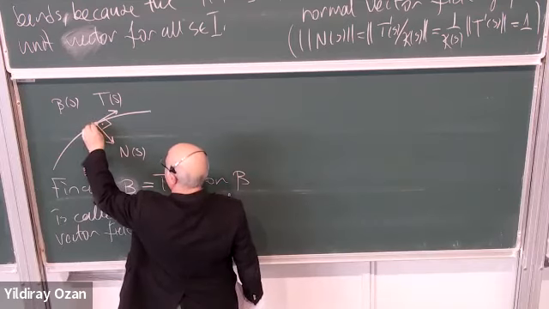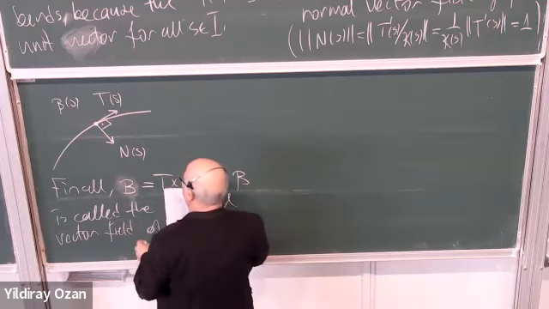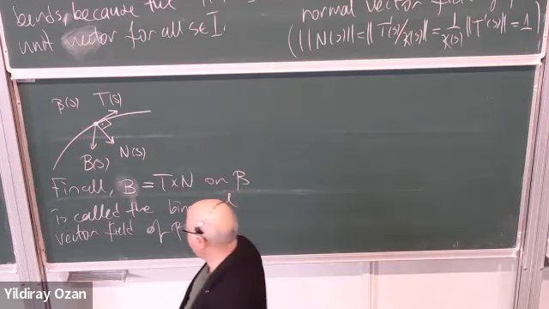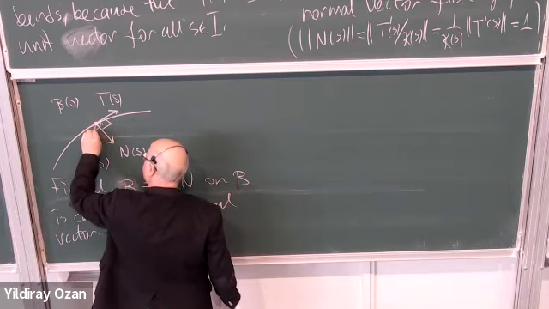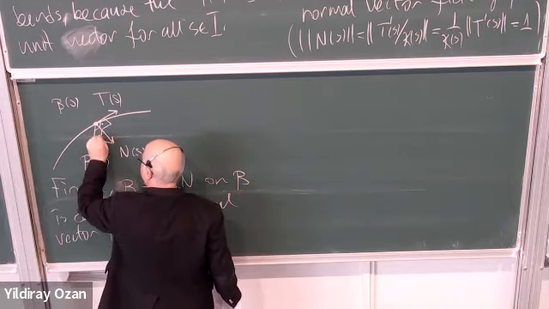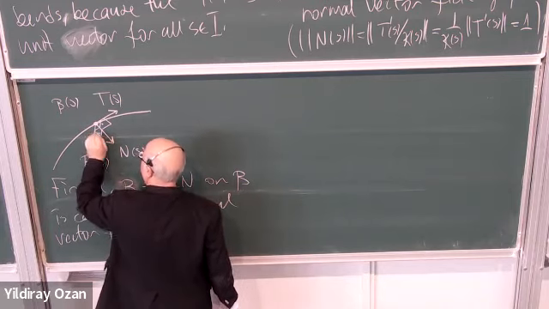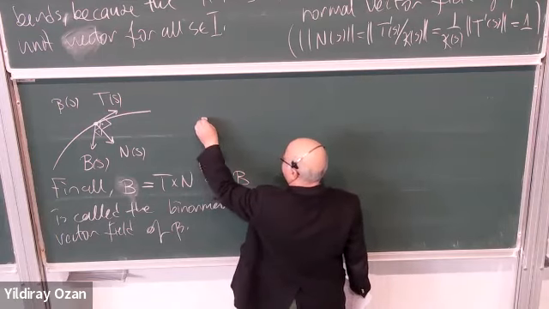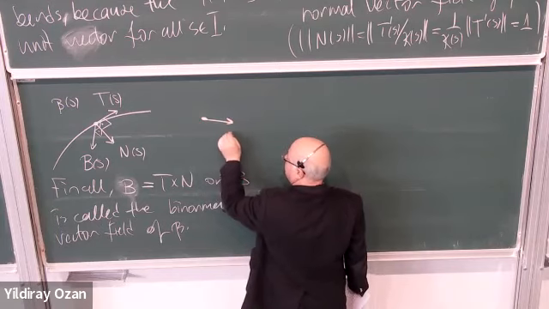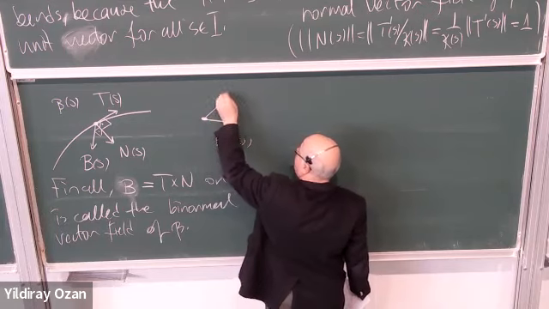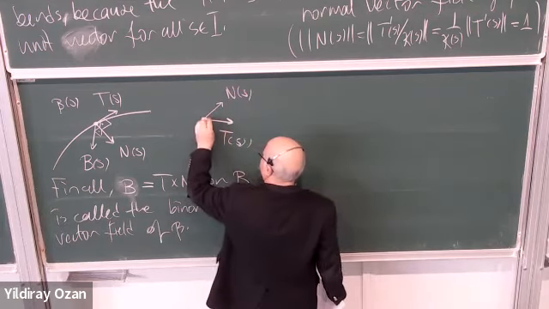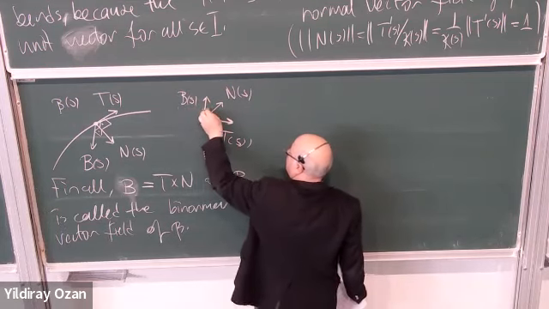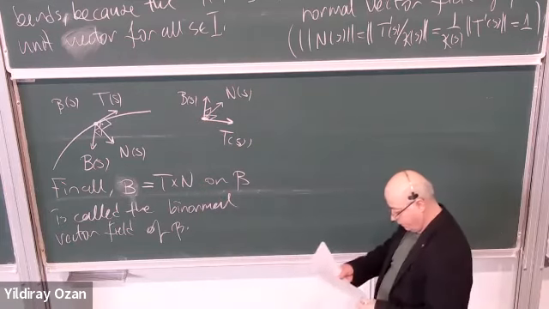bunu çizmesi biraz sıkıntı olacak. Şöyle çizeyim. T and then N, değil mi? Şöyle yapayım. Okay. B of s. So this is perpendicular to both of them, okay? And then we have also, okay. So at any point beta of s, these three vectors, okay? Let's say this is T of s, this is N of s. B of s is just the cross product of these two, okay?